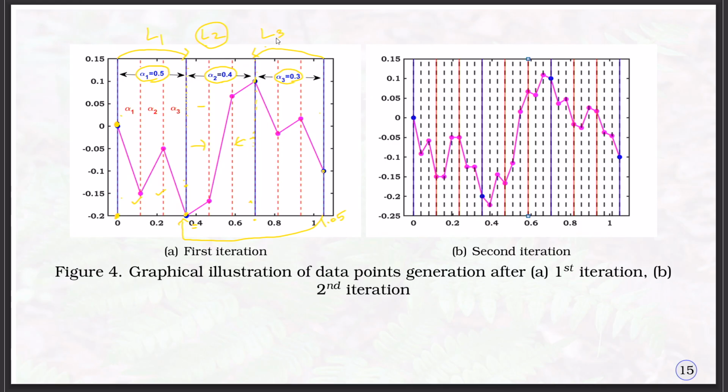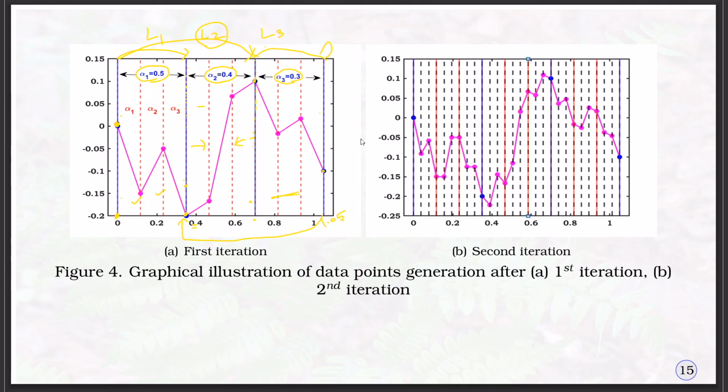Now, L3 acting on this same interval, 0 to 1.05, L3 maps this function to here, and this 1.0 to 1.05, here it maps the same. So, 2 more points will be given.